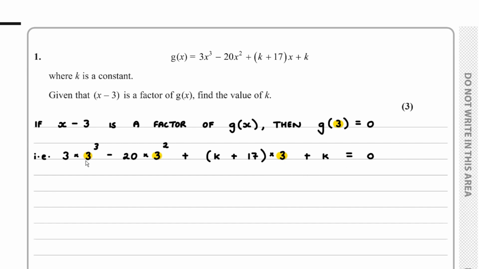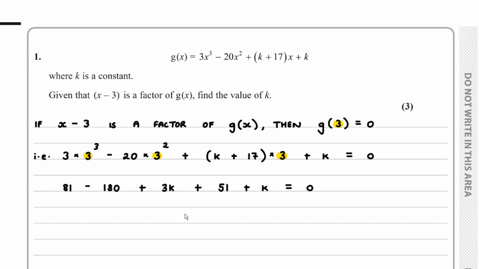3 multiplied by 3 cubed, that's 81. Negative 20 multiplied by 3 squared, that's negative 180. 3 multiplied by k is 3k. 17 multiplied by 3, that's 51. We add on k, and this is equal to 0.